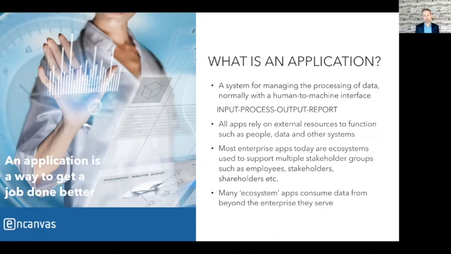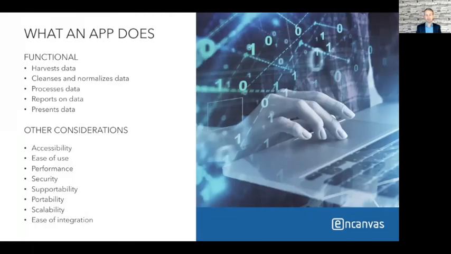Systems today are expected to support ecosystems for stakeholders, so that not just employees, but customers, suppliers, contractors are all able to use the same systems. When we think about what an application does, there are the functional things that it does, as we talked about just previously: capturing data, processing data, reporting on data. But there are other considerations: how accessible the applications are, how easy they are to use, how secure they are. And these sorts of capabilities are today built into technologies like Encanvas App Fabric.